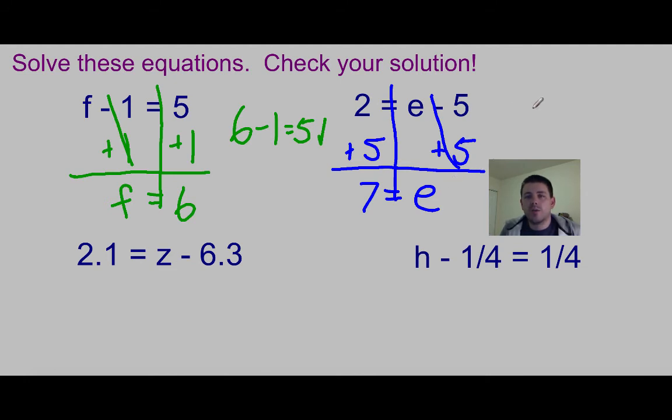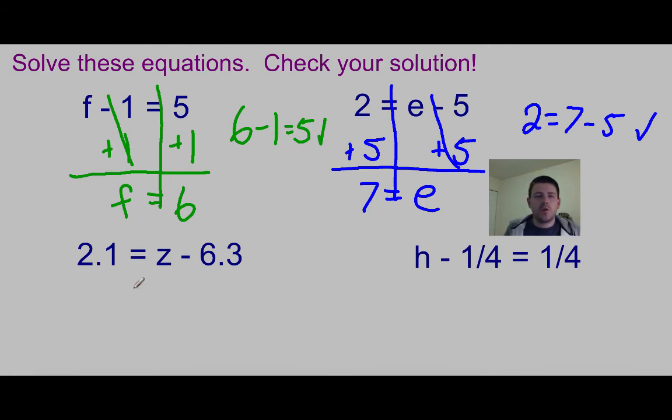Again, always double check your answer when you're done. 2 is equal to 7 minus 5. Put in a 7 in place of our e. Is it true that 7 minus 5 is equal to 2? Yep, so we're good to go.